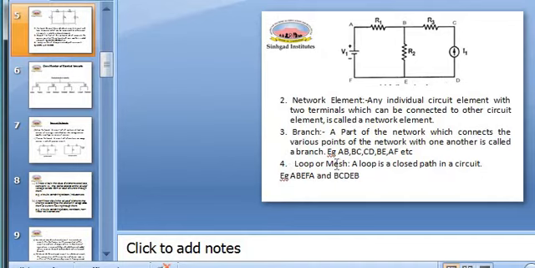There are 2 loops, there are 3 meshes. This is the difference between loop and mesh. Hope you understood this network terminology.